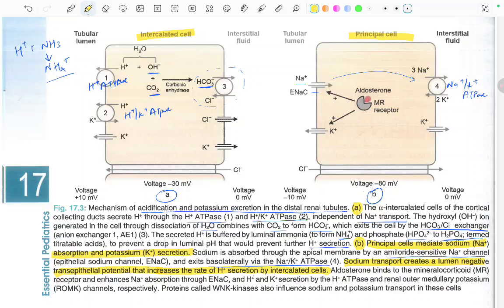Aldosterone binds to the mineralocorticoid receptor and enhances sodium absorption through the ENaC channels. Here, there is a mineralocorticoid receptor which stimulates both the amiloride sensitive sodium absorption channel, and potassium goes out. Aldosterone also enhances hydrogen and potassium secretion by the hydrogen ATPase and the renal outer medullary potassium ROMK channels, respectively. Proteins called WNK kinases also influence sodium and potassium transport in the cells.